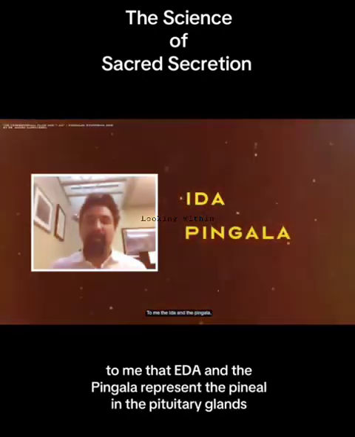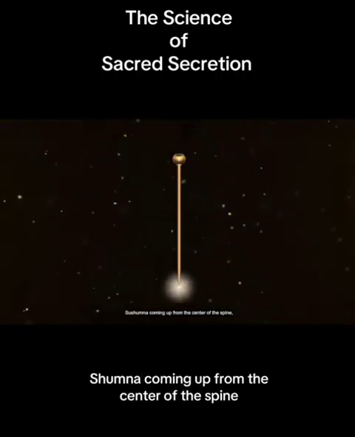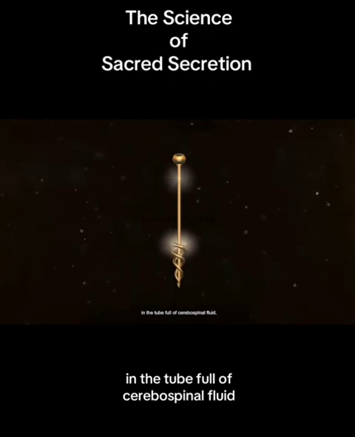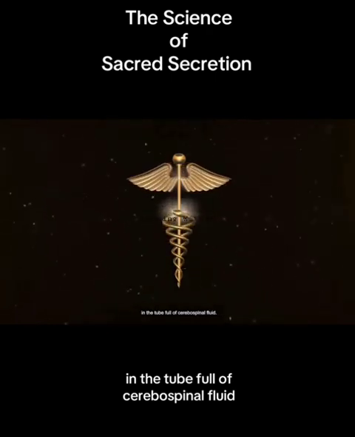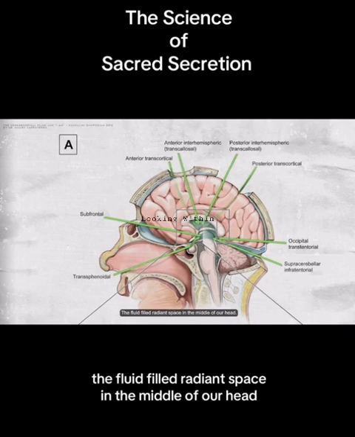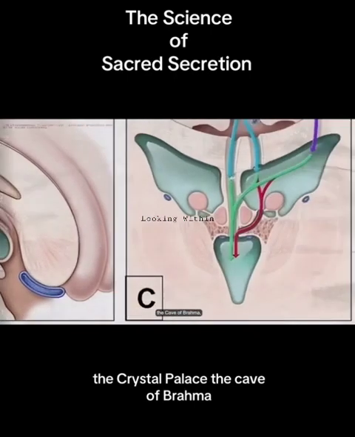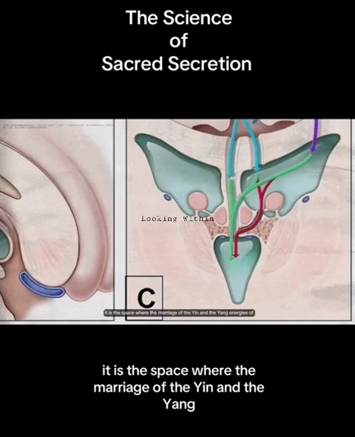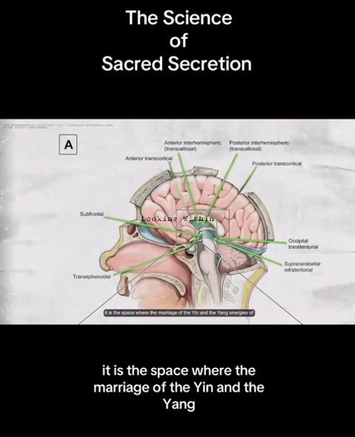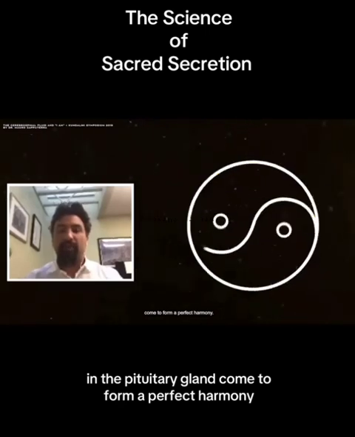To me, the Ida and the Pingala represent the pineal and the pituitary glands. The Sushumna coming up from the center of the spine in the tube full of cerebrospinal fluid, all meeting at the third ventricle, the fluid-filled radiant space in the middle of our head, the crystal palace, the cave of Brahma. It is the space where the marriage of the yin and the yang energies of the pineal gland and the pituitary gland come to form a perfect harmony.